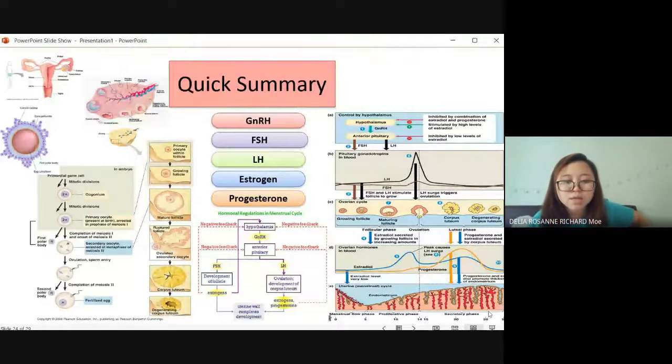Satu cycle berlaku dalam ovary. So ini yang tengah-tengah ni. Ovarian cycle with the follicle kecil, lepas tu follicle pecah, lepas tu follicle jadi corpus luteum. Lepas tu ada kamu punya graph, level LH, level FSH, level estrogen, level progesterone. Dan itu akan mempengaruhi ketebalan dinding rahim, which is in the uterine or menstrual cycle.